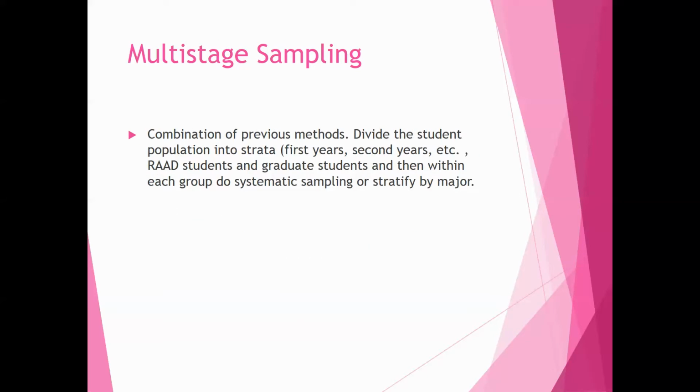And finally, in multi-stage sampling, you combine some of the previous methods. You divide the student population into strata, maybe first years, second years, etc. And then within each group, you do systematic sampling, or you stratify by major. So you combine some of those previous sampling methods.